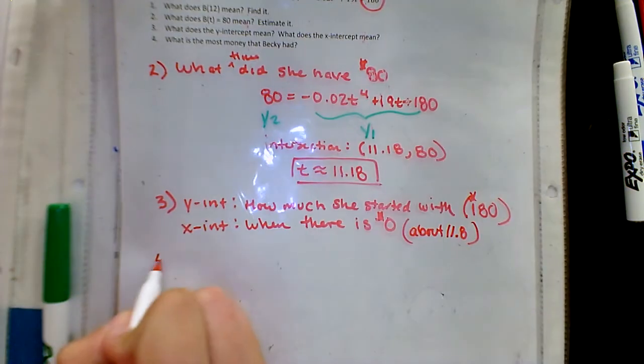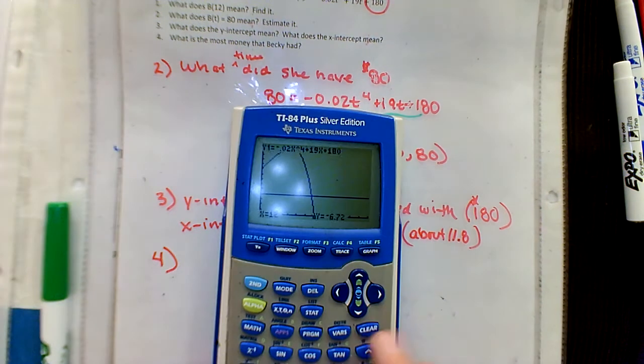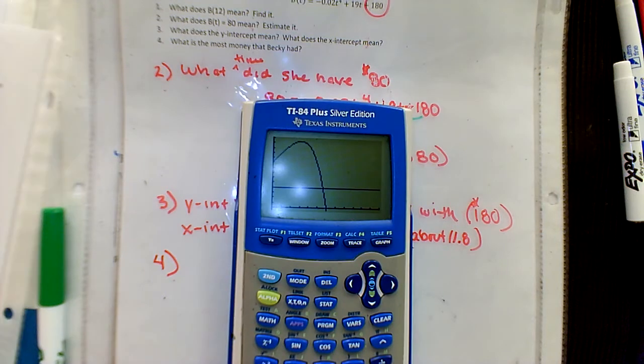All right, let's check out 4. What is the most money that Becky had? We have a visual. Where should we be looking?